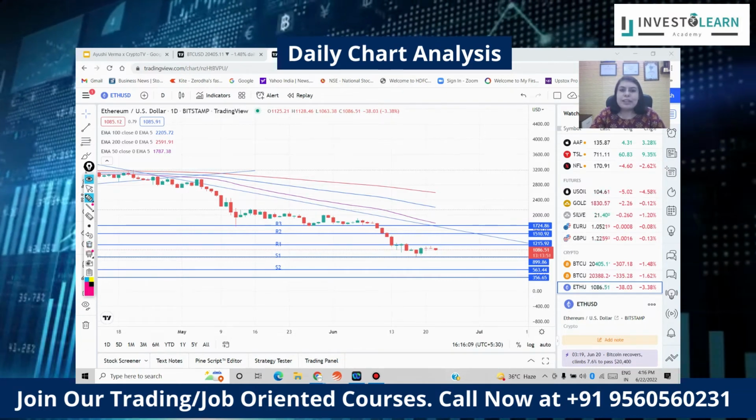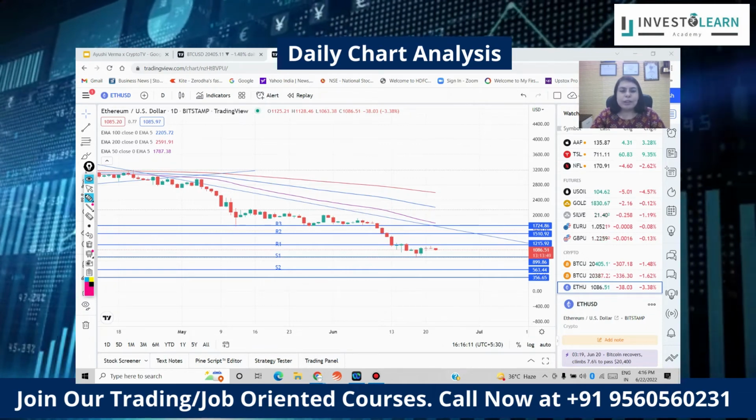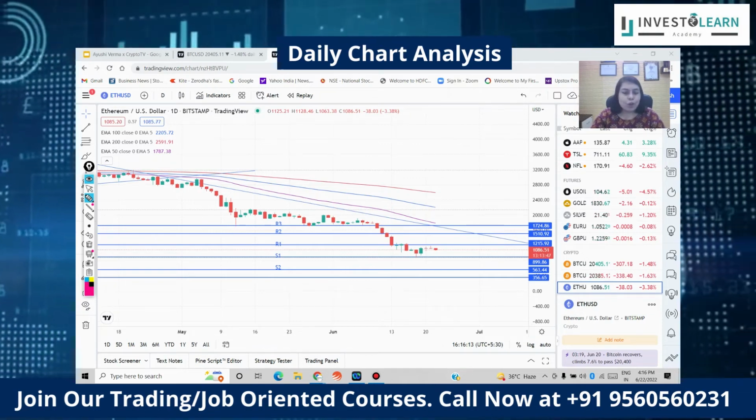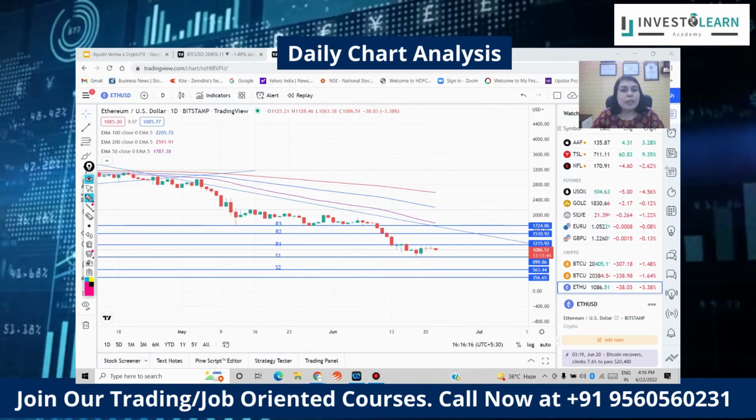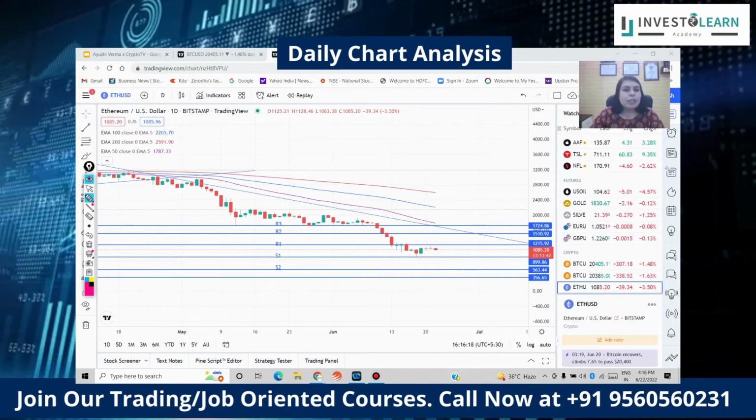So this is how we basically conduct this session. We'll be looking at these two cryptocurrencies in future sessions also. If we find something interesting, we will definitely include it in the session.